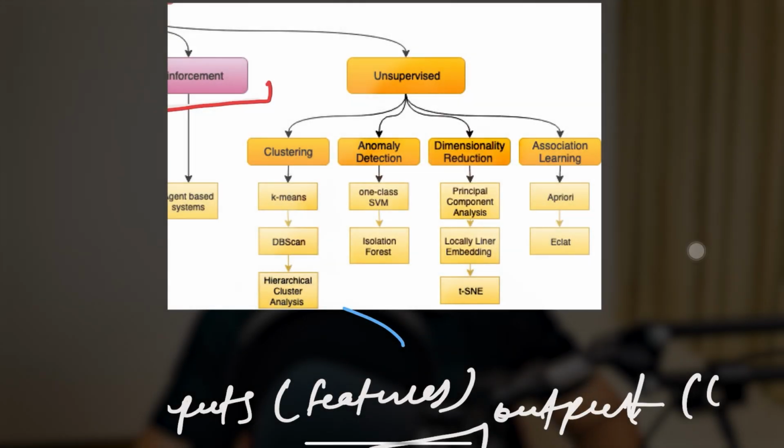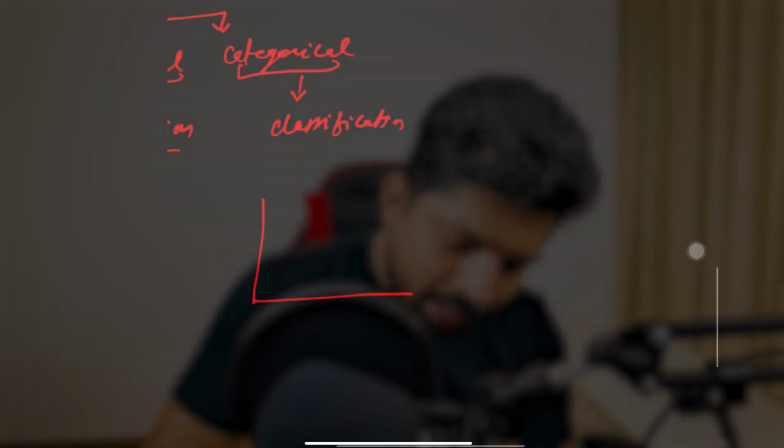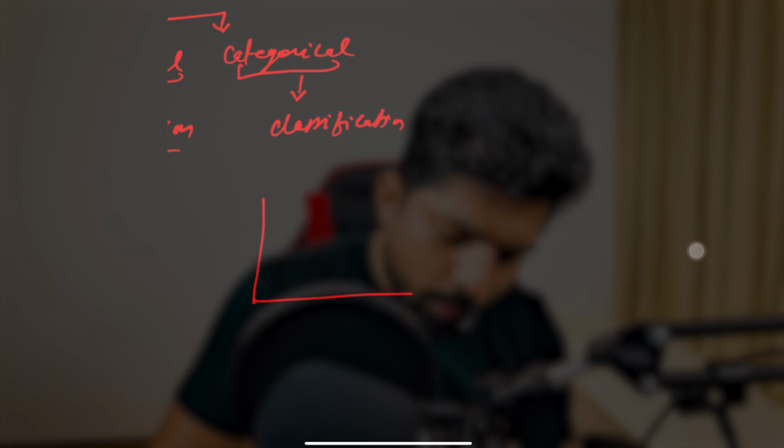Okay, and the last type is unsupervised machine learning, in which we have clustering, anomaly detection, dimensionality reduction, and association learning. Let's understand them one by one. So the first type is clustering. In this, we can group data based on their similarities, like the volatility, sector, and the trading volume. Let's say we have data and we have clustered this into multiple groups, right?